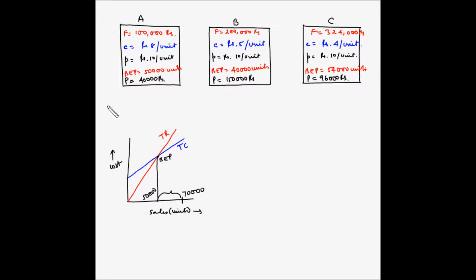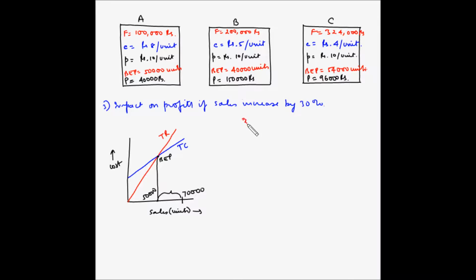So now we have to find out the impact on profits if sales increase by 30%. So earlier we had been given that the sales for these firms is 70,000 units. Now the sales is increasing by 30%. So what is 30% of 70,000?